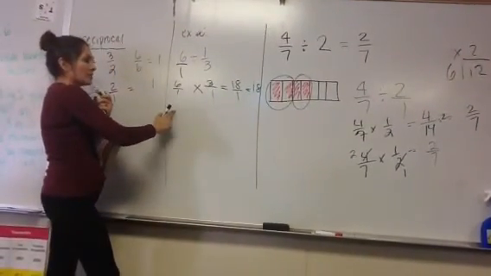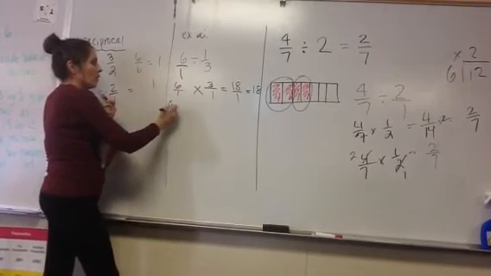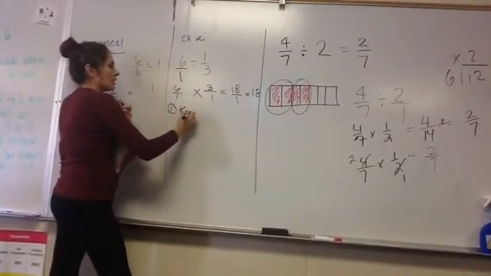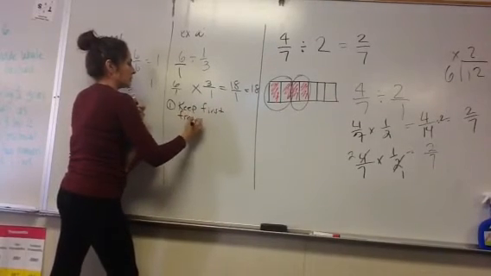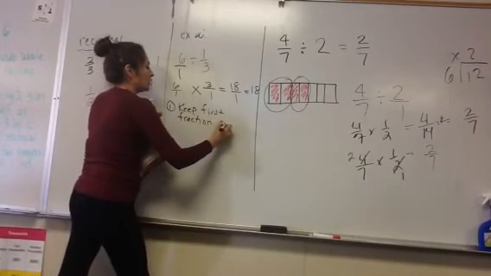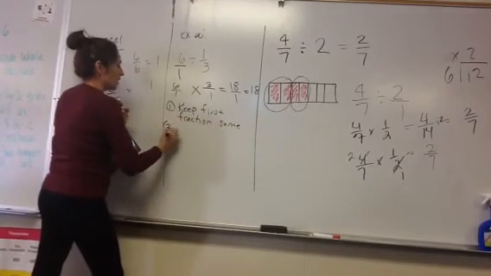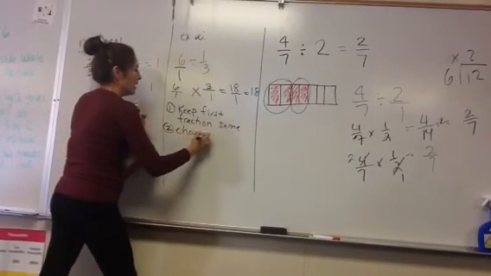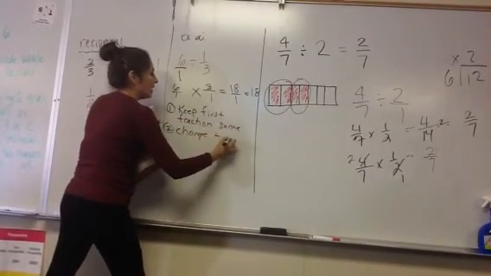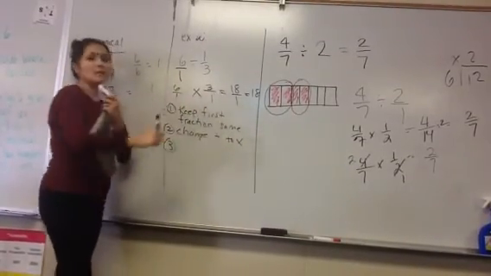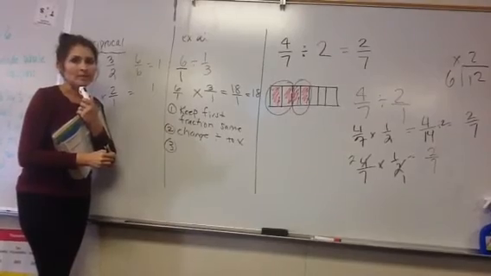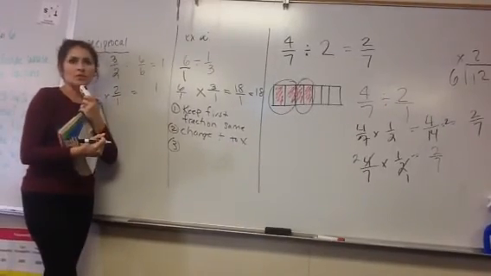So the steps are very simple. That 1, you keep first fraction the same. That 2, you change division sign to multiplication. And that 3, you do reciprocal to the second fraction only. Then you could cross cancel and so forth.